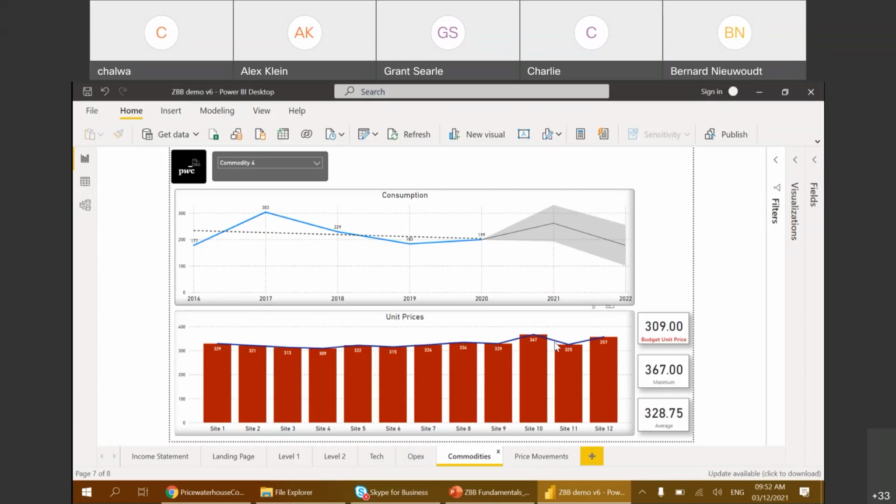So it would make sense to go to the best price within the organization, which was 309, and then move all your commodity spend to that line. You're removing all the inefficiencies from 367 and 328 in order to get to 309, and then going at the optimal consumption as well. Again, we did this for every commodity within.